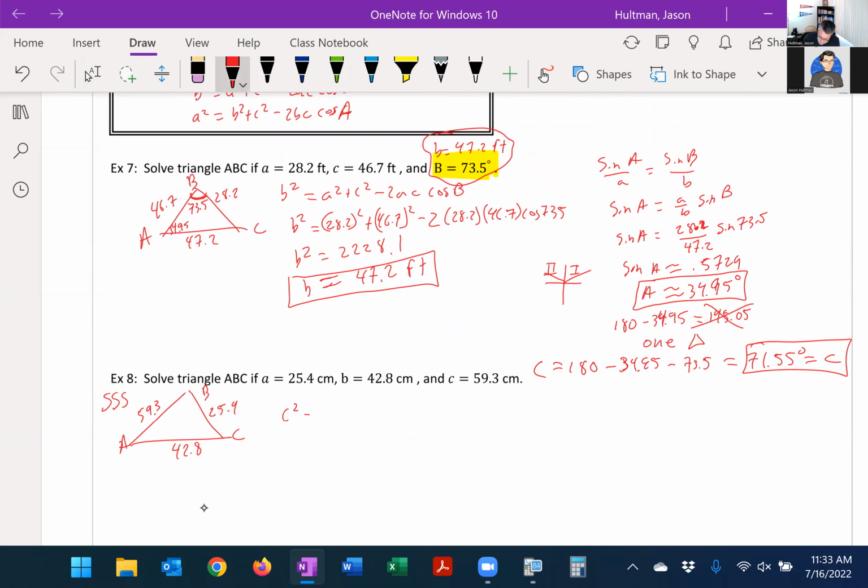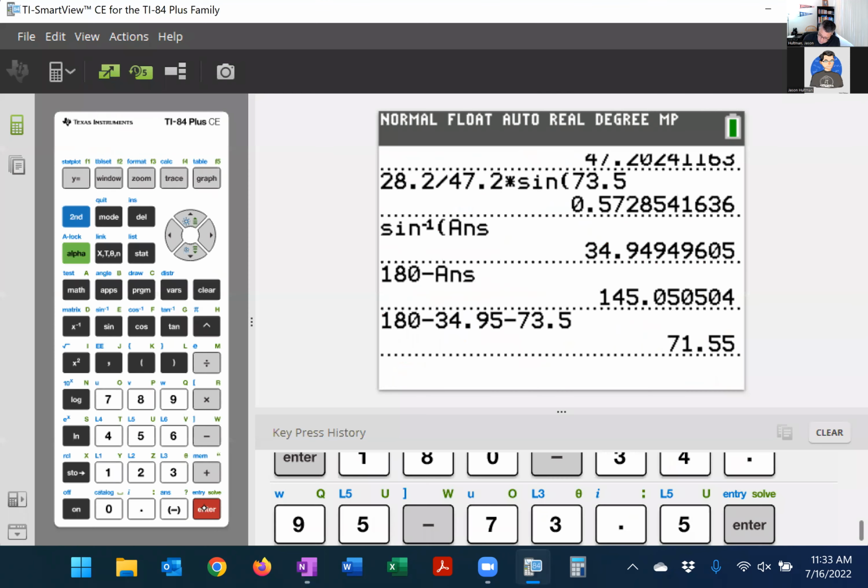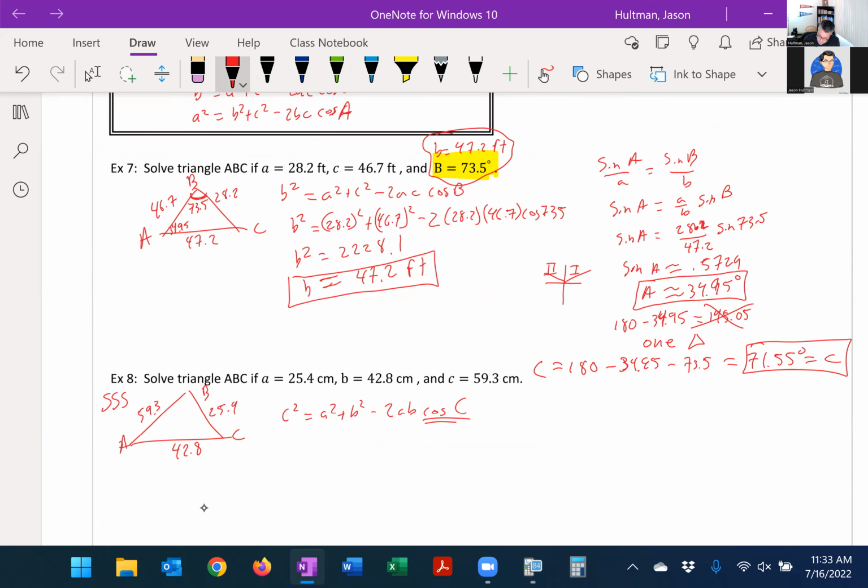So we go C squared equals A squared plus B squared minus 2AB cosine C. So we're going to solve for cosine C. 59.3 squared is equal to 25.4 squared plus 42.8 squared minus 2 times A, which is 25.4, times B, which is 42.8, times cosine C. Now I'm going to toss these two to the other side and then divide by the bottom. I'm going to do that all in one step.